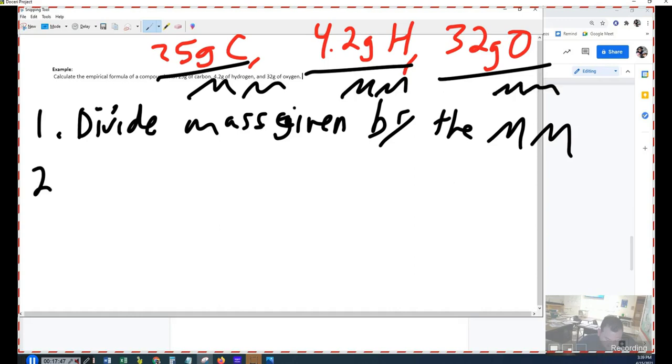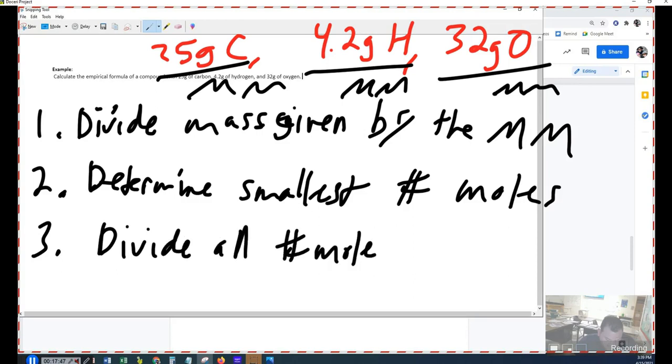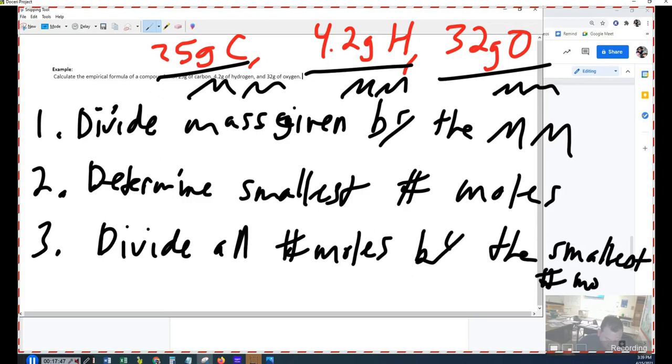All right. Then we're going to determine the smallest number of moles. Step 3 is to divide all the numbers of moles that you got. We're going to get so many moles of carbon, so many moles of hydrogen, so many moles of oxygen. We're going to divide all 3 of them by the smallest number of moles. And then when we do that, this will give us whole numbers. This will equal our empirical formula. So that's how we do that.